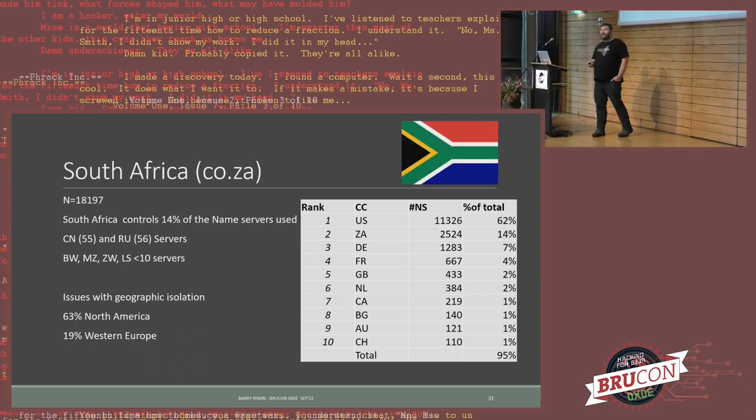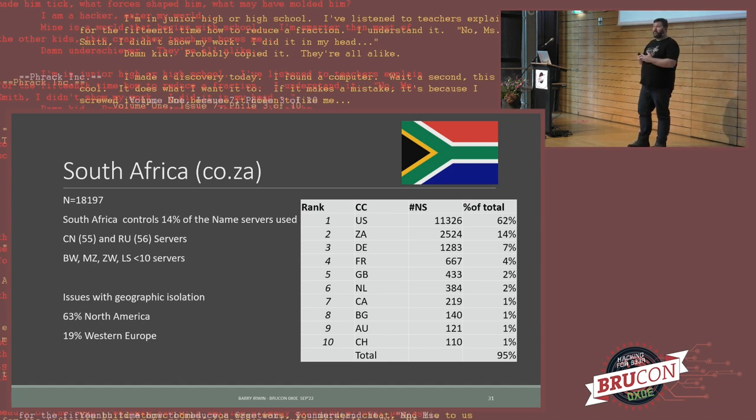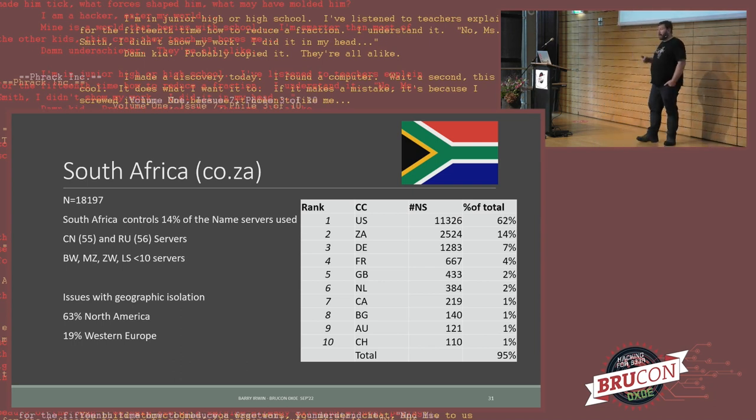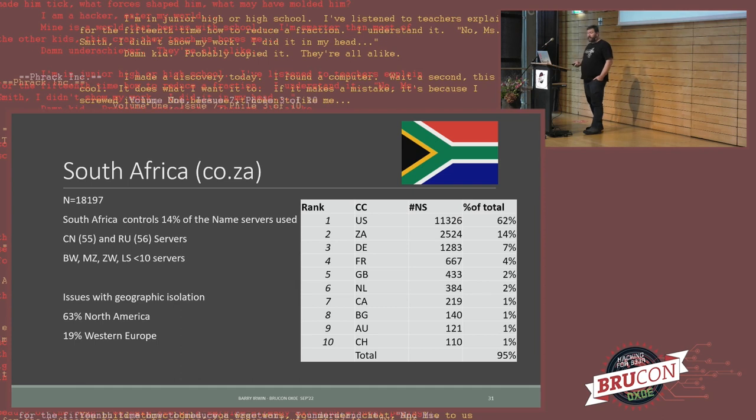South Africa, 18,000-odd name servers. South Africa is not doing too badly. 14% of name servers are located in South Africa. South Africa also has a really interesting topology in terms of connecting to the internet. There are two and a half submarine cables, one set running up the west coast, one running up the east coast. And we've had times in the past where, due to issues, it has ended up cutting out large portions of the internet. But coming back here, 63% are in North America, 19% in Western Europe.